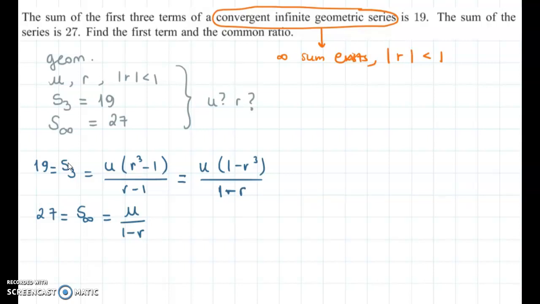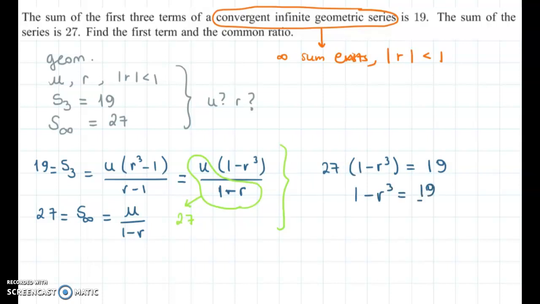But those are not linear equations, so it's not that we're going to use a method to solve it. We're just going to be smart. We are going to notice that when we have the expression for S3, we have the u over 1 minus r hiding over there. And we actually know that this is equal to 27. So combining the two pieces of information, we have that 27 times 1 minus r cubed is equal to 19. This is saying that 1 minus r cubed is equal to 19 over 27.